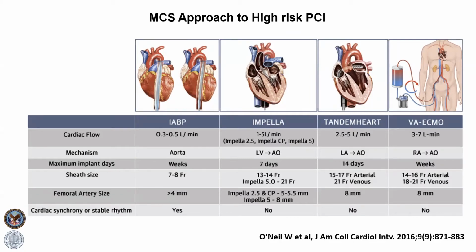Now, if you look on the vertical columns, these are functions of cardiac flow, the mechanism by which the flow is supported, the implant duration which is possible, the size of the sheaths, which is often a determinant of which device to use, and the necessity for cardiac synchrony. We're not going to spend a lot of time with each one, but I will show the metrics of pressure volume loops generated by these devices to help us select, or at least understand, what their impact may be on our shock patient.